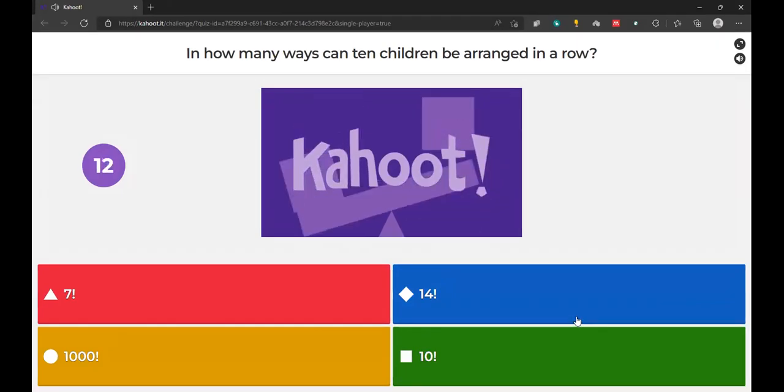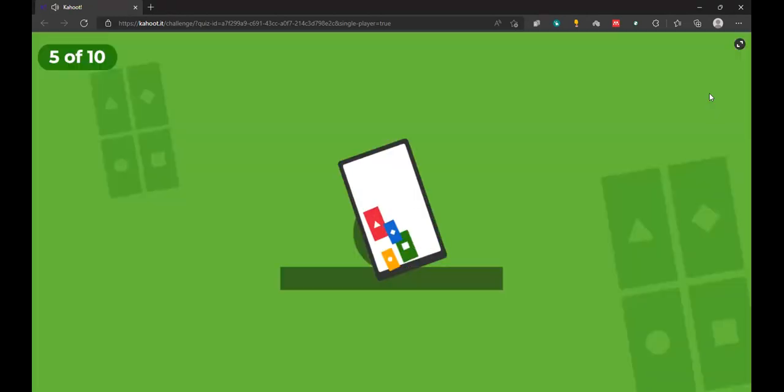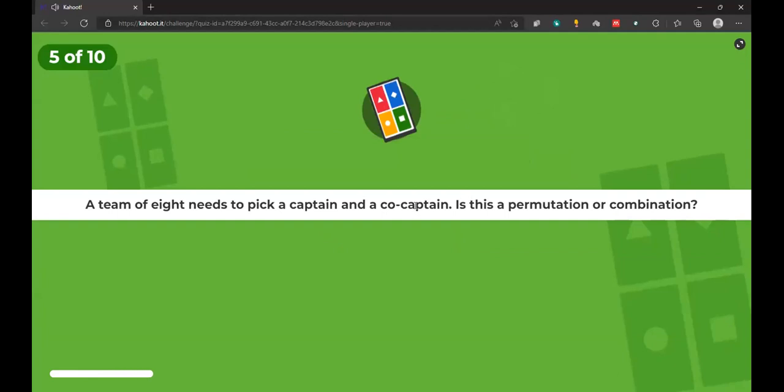So, as you remember, 10 children, of course, they won't repeat. Okay, that's the example where we seated them. So, 10, 9, 8, 7, 6, 5, 4, 3, 2, 1, or 10 factorial. So, next na agad tayo.